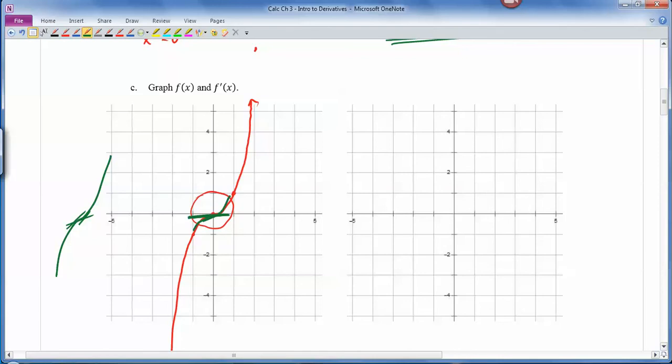The other one, so this is f. The other one is f prime. And that one is 3x squared. So 3x squared does this. It starts at 0. When we're at 1, it's at 3. When we're at negative 1, it's at 3. And then it just shoots way up from there.